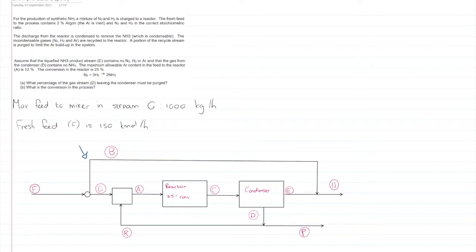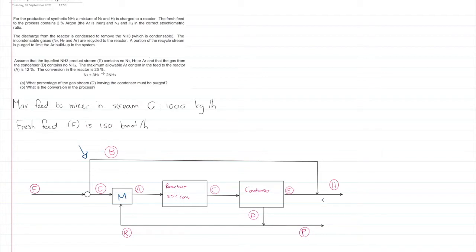but you also have that the mixer in stream G, which is this mixer over here, can only take 100 kilograms per hour from the feed in F. So if the feed F is too big, then the bypass is used, and it is bypassed to the outlet stream H here.